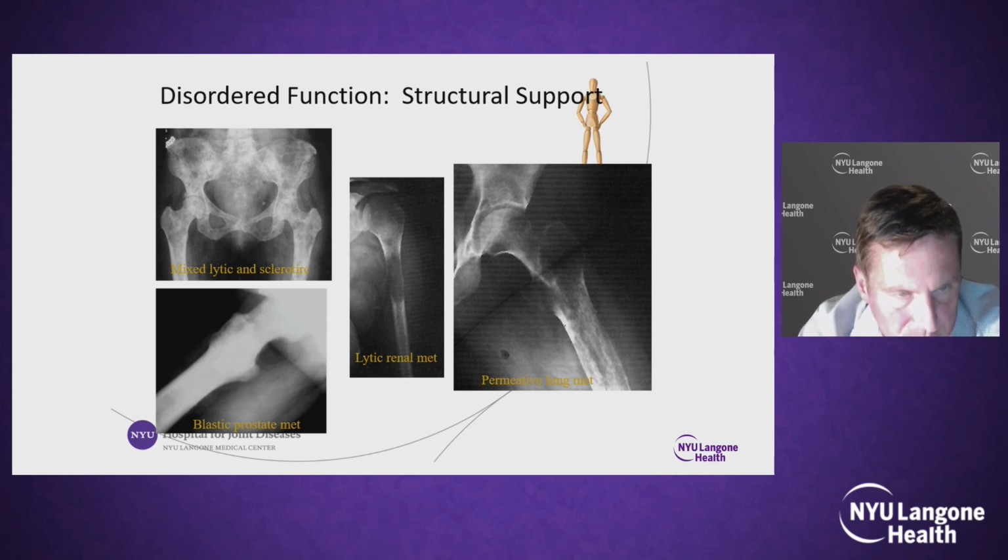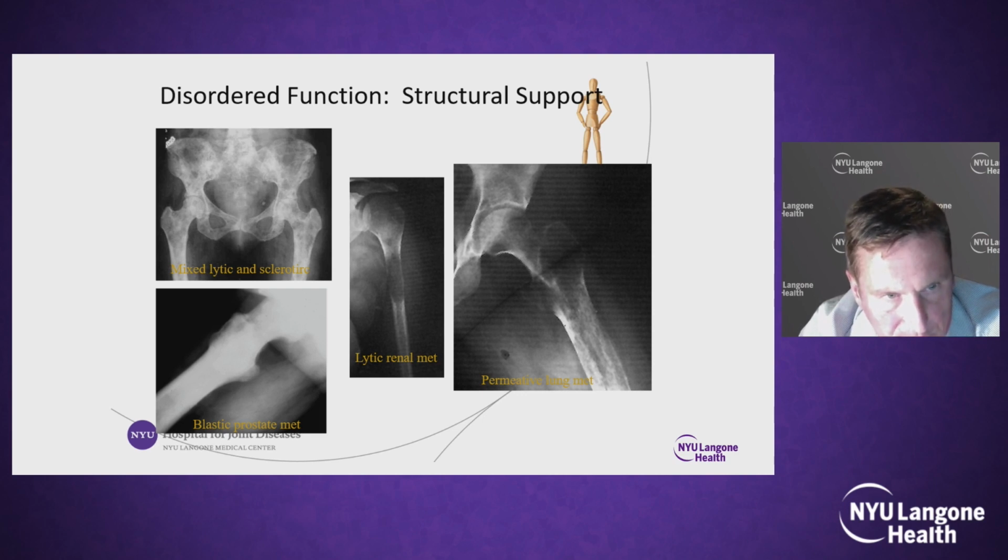As I talked about, orthopedic surgeons are primarily worried about structural support, which is true. We do think about these other things, or at least we should. The radiographic appearance of metastatic disease, as I mentioned, is quite variable. So this slide is just meant to show the audience this variable appearance.